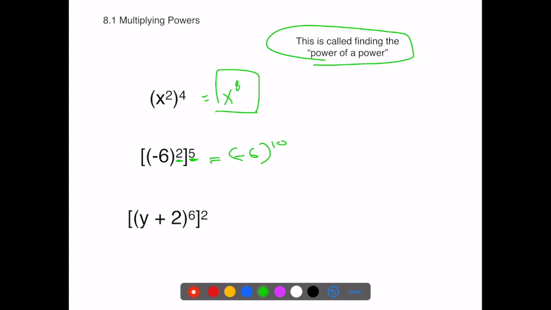All right, finally down here I have y plus 2 to the 6th power raised to the 2nd power. So I'm going to multiply the 6 times the 2. And remember, it's this whole quantity inside the parentheses. That whole thing is now going to be raised to the 12th power.